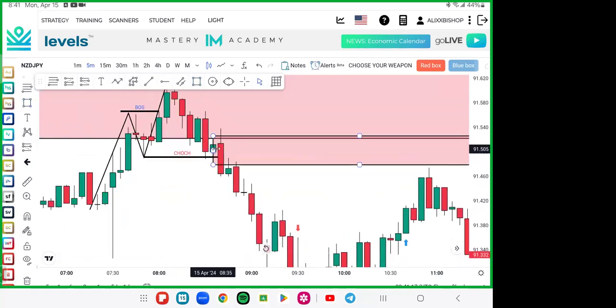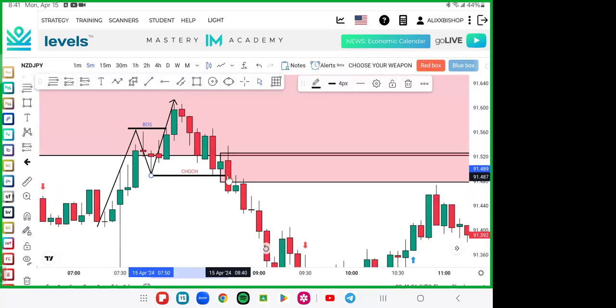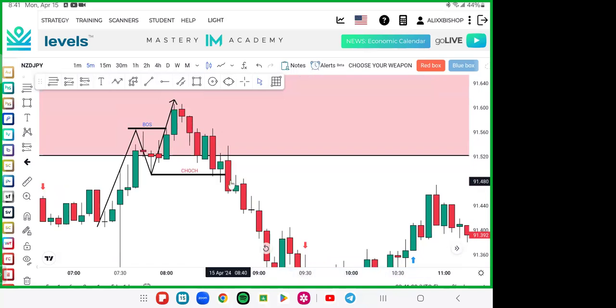That's literally one of my entries right there. If you're on the 5 minute, that's it. We cannot be confused. That's why we have our lines right there. Let's delete this box and this line too. Notice how one tried to push down, two tried to push down, but nothing broke and closed below. This red one here, once we find that break and close below, boom, this is your starting point right here.